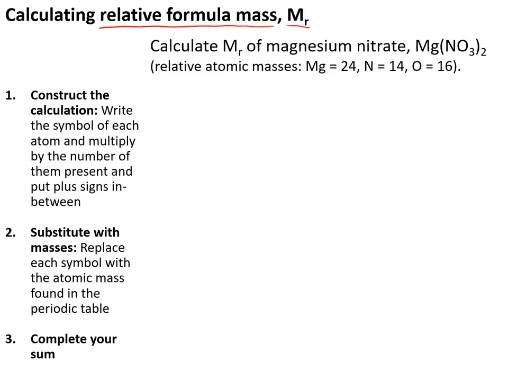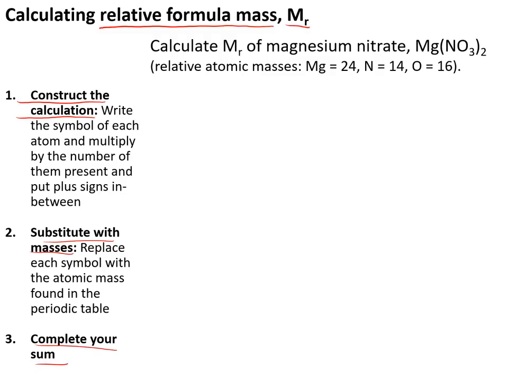So if we think about a three-step process, we're going to start by constructing the calculation, where we're going to write the symbol of each atom and multiply by the number of them present and put plus signs in between. Then we're going to substitute with the relative atomic masses. And the final thing we're going to do is to complete the actual sum.